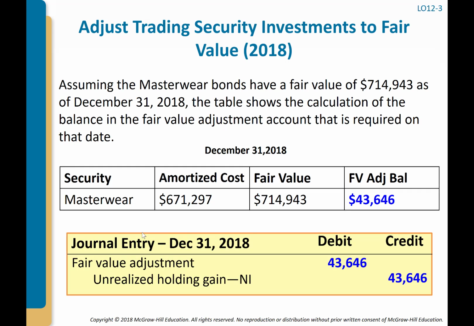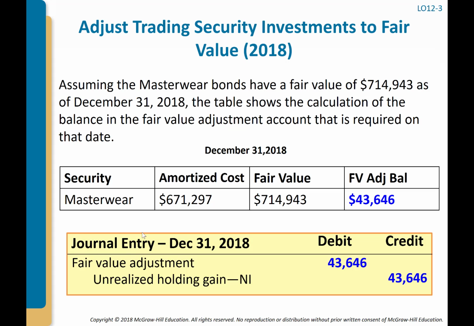Okay, so they show you the journal entry here: debit fair value adjustment 43,464, credit the unrealized holding gain. Now, just in case we're getting confused, what is this fair value adjustment? They're using a different account. Theoretically, you could go directly to the security account. It would have the same impact.